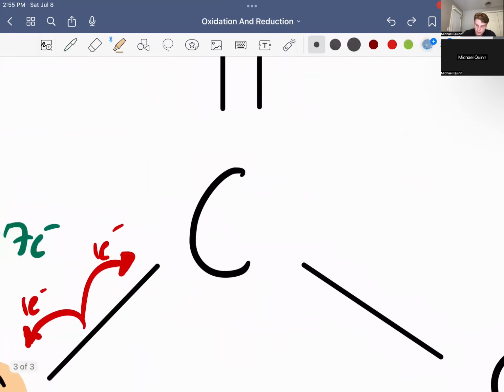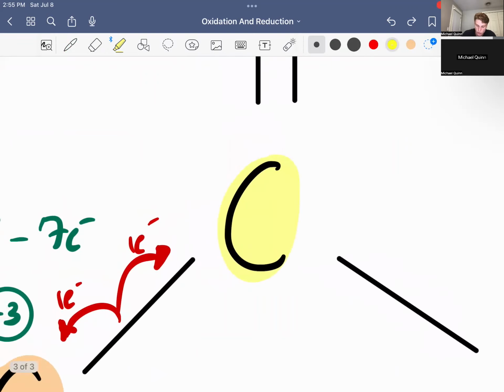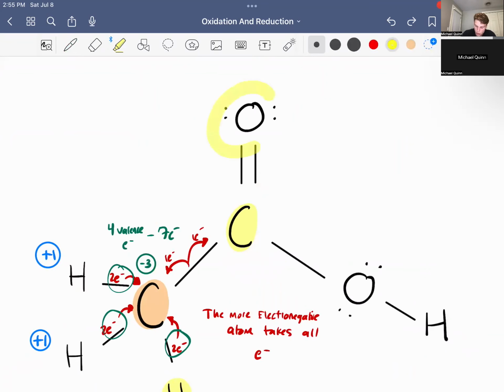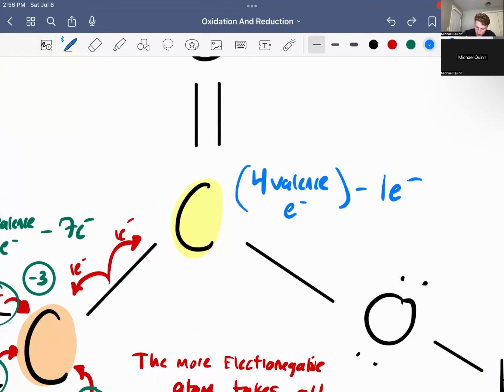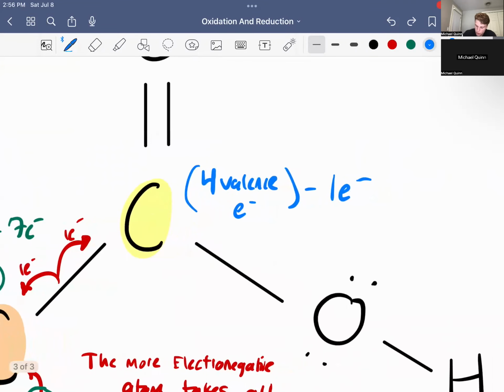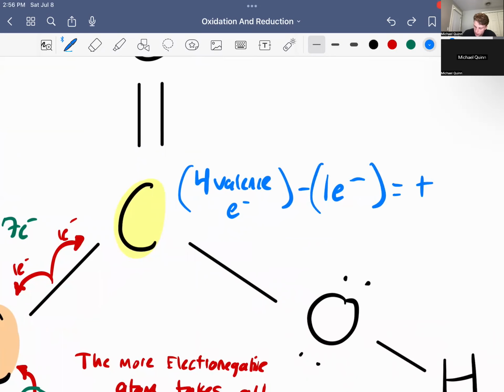Looking at this carbon, we know that it has 1 electron. However, it is bonded to 2 oxygens. Oxygens are more electronegative than carbon. So assigning the oxidation state for carbon, we will see it wants 4 valence electrons. However, it only has 1 electron in this molecule. So 4 minus 1 is +3.